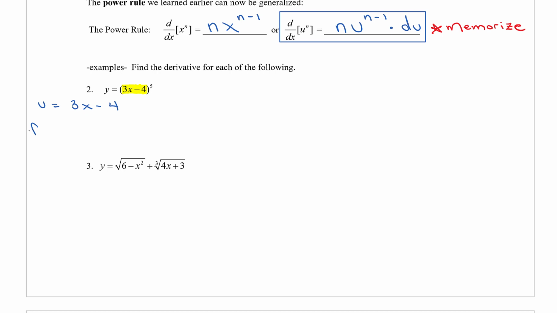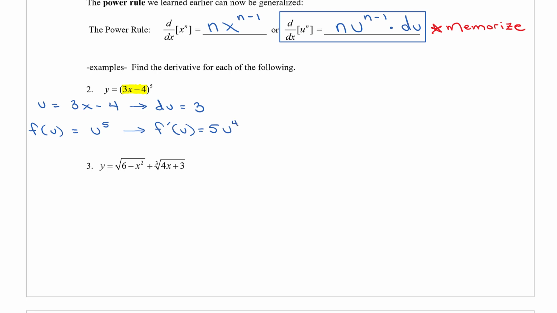Now that I found my inner function, I need to find my outer function. So I'm going to represent this as f of u. And this is going to be equal to, everything that's highlighted in yellow is going to represent u. And so it's just going to be u raised to the 5th power. Now that I found the inner and the outer function, I can find the derivatives of these. du is going to be equal to 3. And f prime of u is going to be equal to 5u raised to the 4th power.